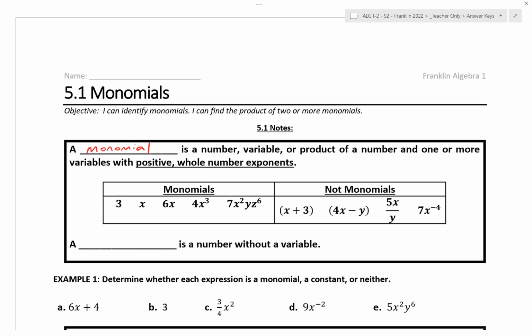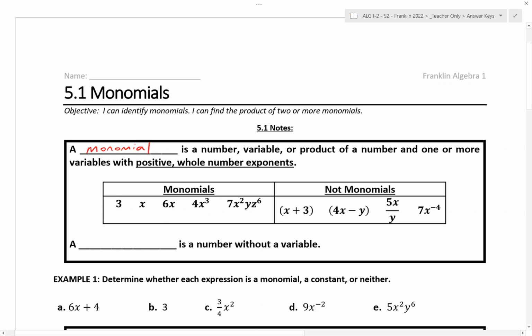So for example, here's a list of some monomials. 3 is a monomial, x, 6x, 4x cubed, 7x squared, yz to the 6th. See, they can get sort of complicated, but the point is these are all a single term. The only operation going on inside of them is possibly multiplication.